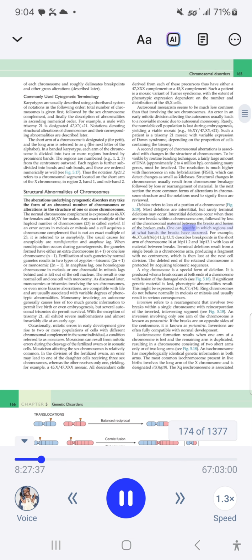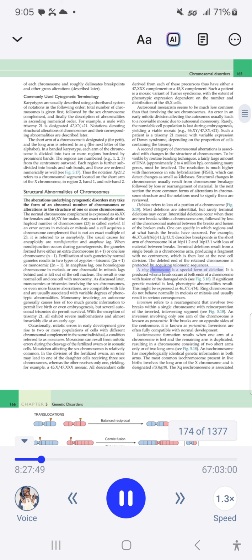One can specify in which regions and at what bands the breaks have occurred. For example, 46,XY,del(16)(p11.2p13.1) indicates a deletion in the short arm of chromosome 16 between bands 16p11.2 and 16p13.1, with loss of material between the breaks. Terminal deletions result from a single break in a chromosome arm, producing a fragment with no centromere, which is then lost at the next cell division. The deleted end of the retained chromosome is protected by acquiring telomeric sequences.